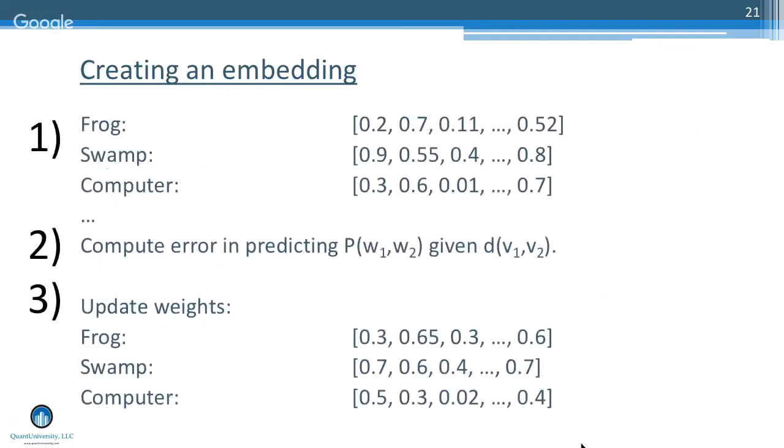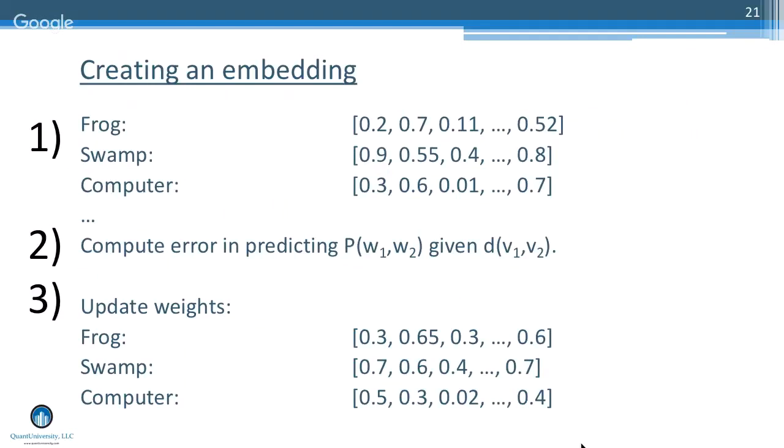So roughly speaking, to get a more concrete cartoon example of this, first you start with random vectors. Then you say, okay, I'm going to try to predict, right? Just build a linear regression model. Given the distance of two vectors, say how far the frog and the swamp vectors are right now, we're going to use that as a predictor of, in real life, the log frequency of seeing those two words next to each other. And then I'm going to update the weights to make that prediction more accurate.